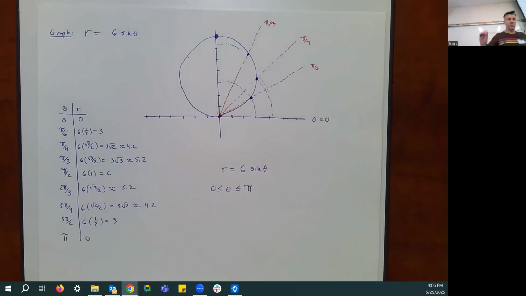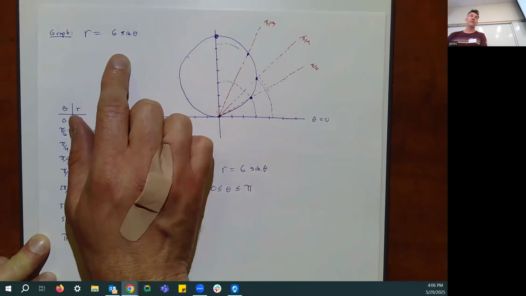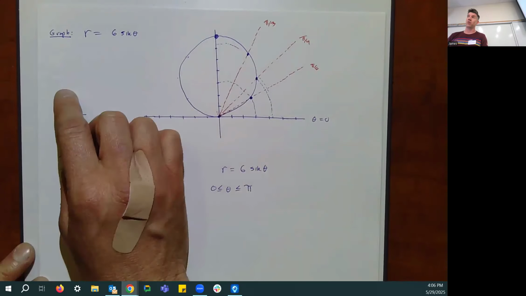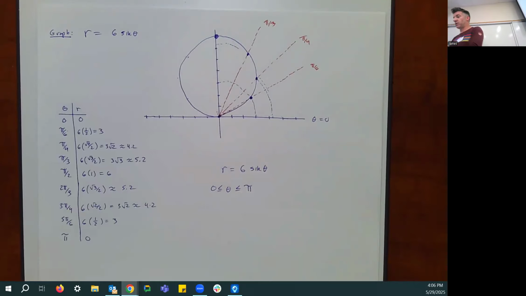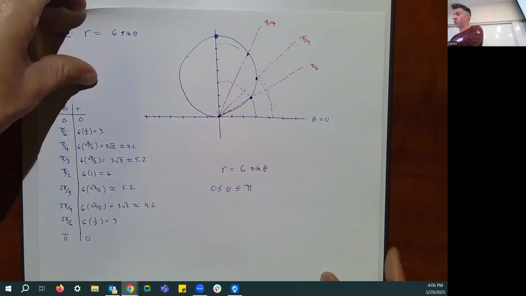So I always thought that was interesting when I first learned this, that you get the whole circle by only going from 0 to pi, not 0 to 2 pi. And that is just a thing that is true. So what I'll say more generally is that when you have r equal to a multiple of sine or a multiple of cosine, it's always going to be a circle. I'll show you here in a second.